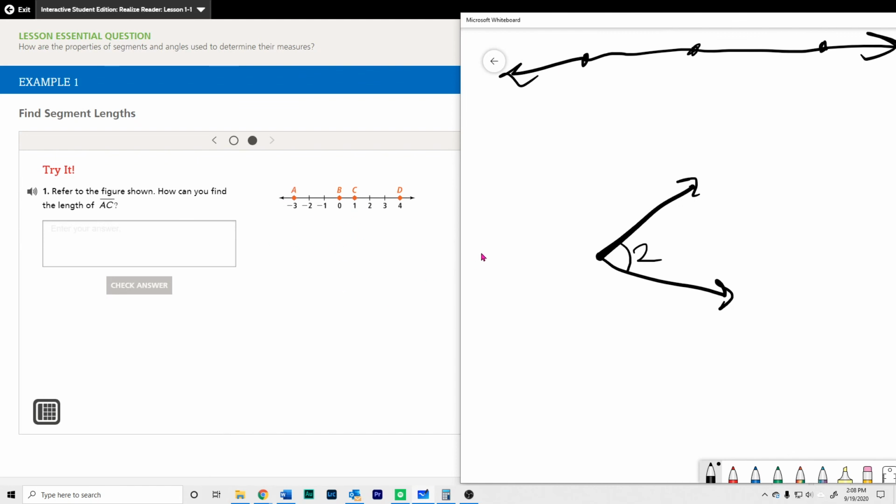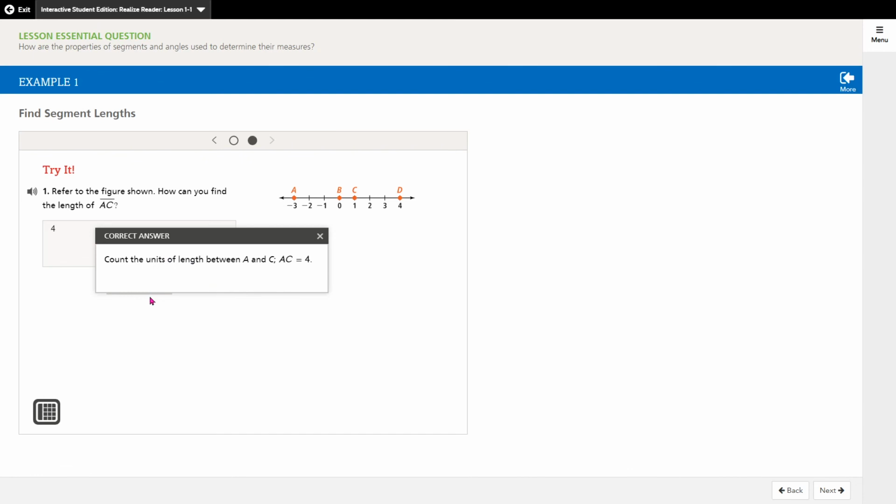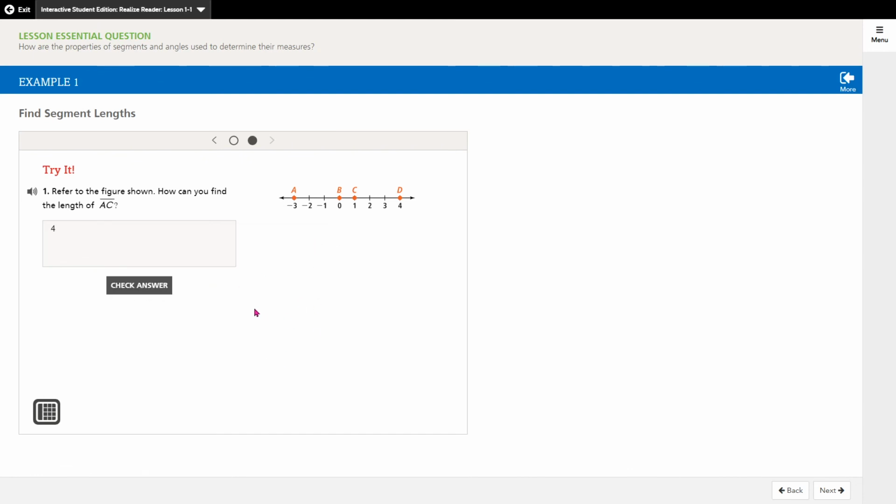So if we do the math on this, 1 minus -3, we get 1 plus 3, 4. So the distance is, let's see if that's true. 1, 2, 3, 4. Yep, it's 4. Cool. So I put my answer as 4, check answer, boom. Count the units of distance, it's 4. Just a little subtraction. That's all you need.